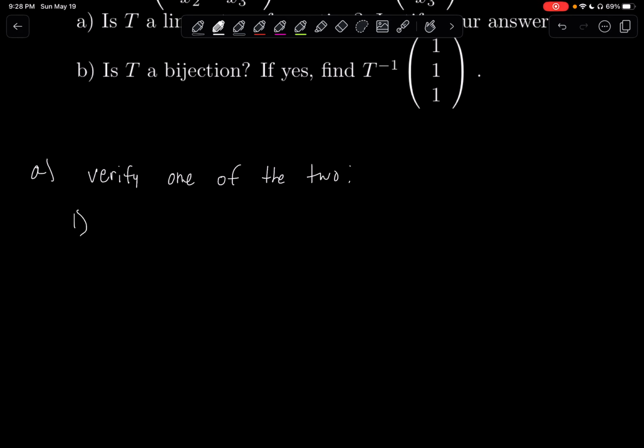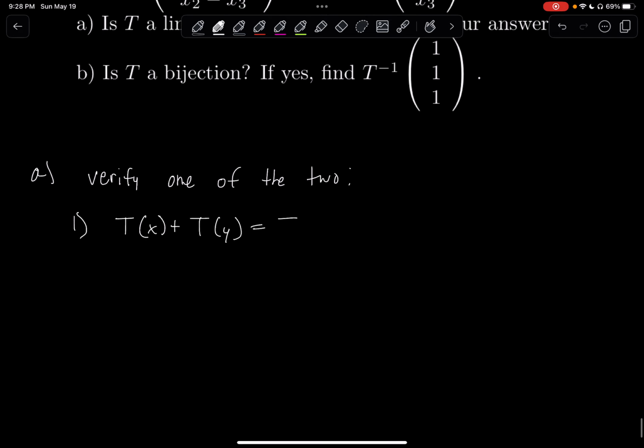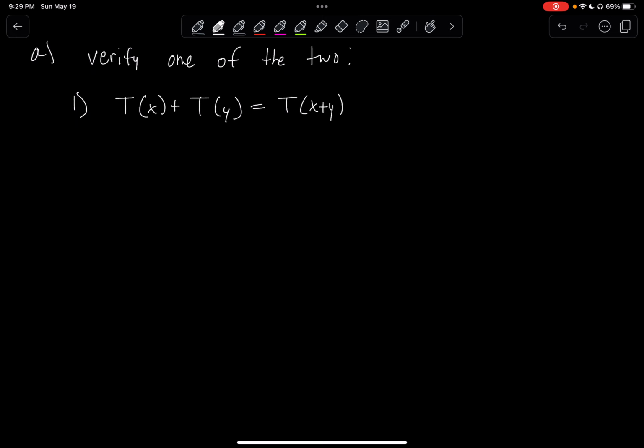Option number one is this: you have to verify that T of x plus T of y is equal to T of x plus y. In addition to that, you would also have to verify that k times T of x is equal to T of kx. Both of these conditions, with an ampersand between them, are part of the same option. So that's option number one.